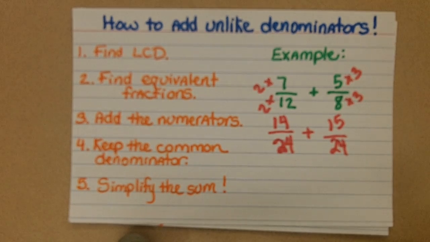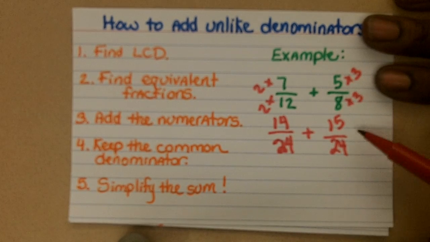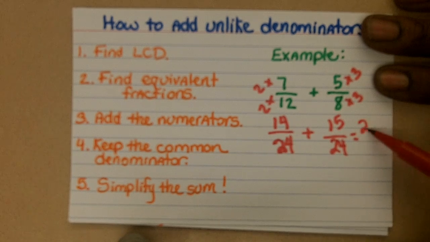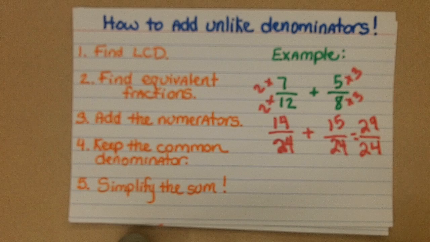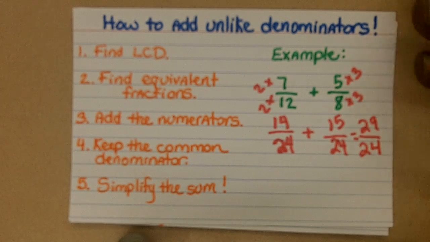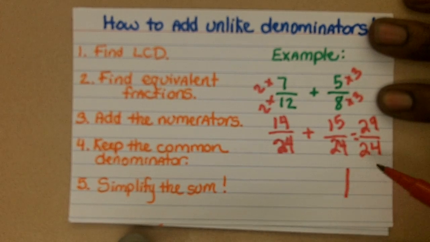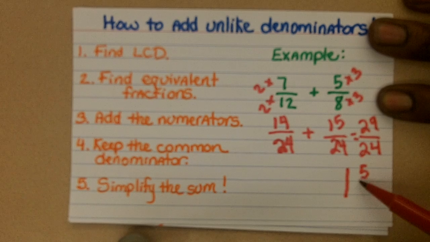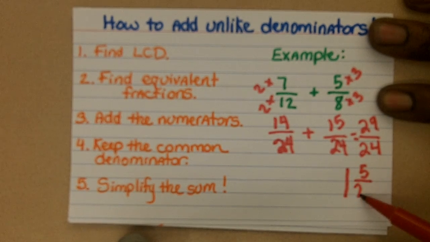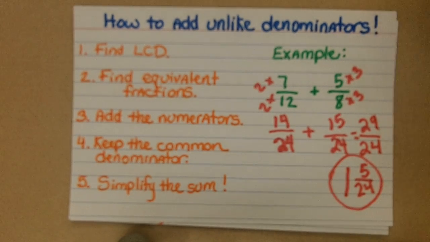We can move into step 3, which is to add the numerators. Keep the common denominator, step 4. And the last step is to simplify. Again, we have an improper fraction. 24 can go into 29 one time with 5 left over. Keep that denominator over 24. And we have our solution.